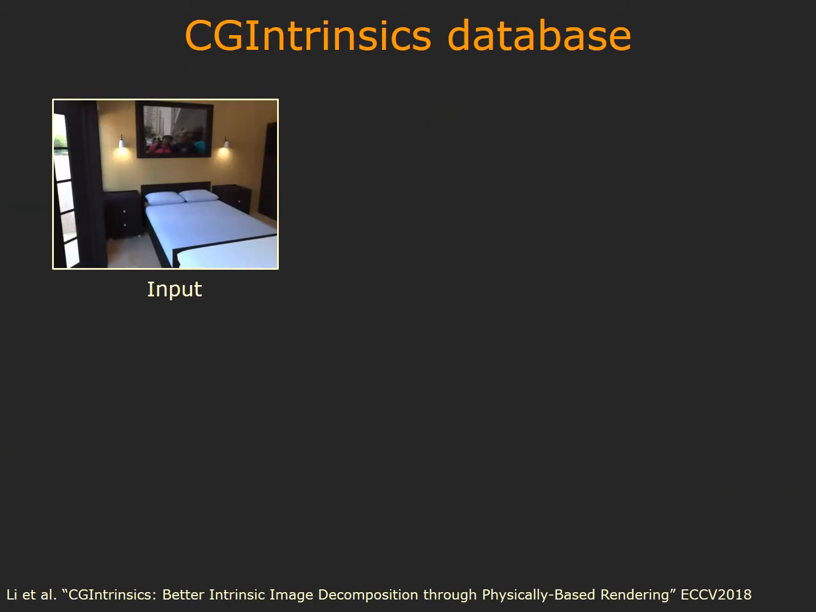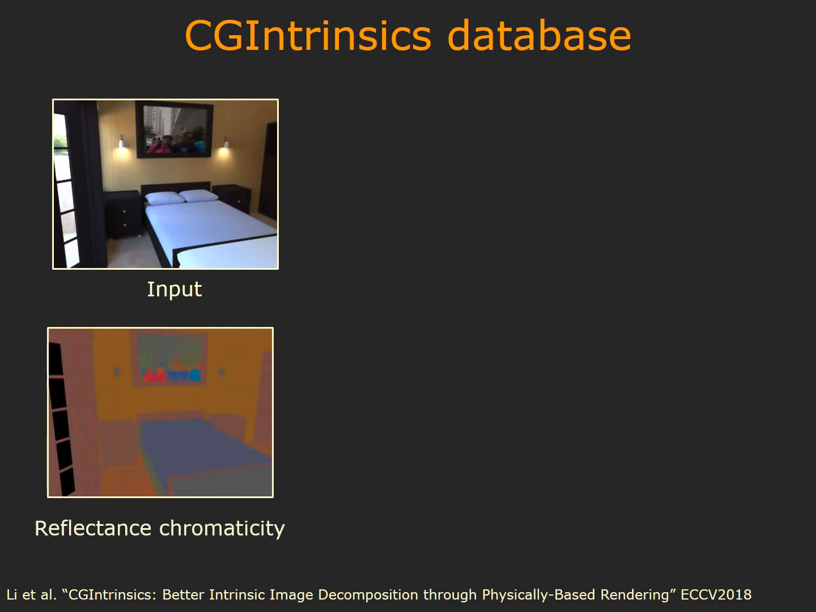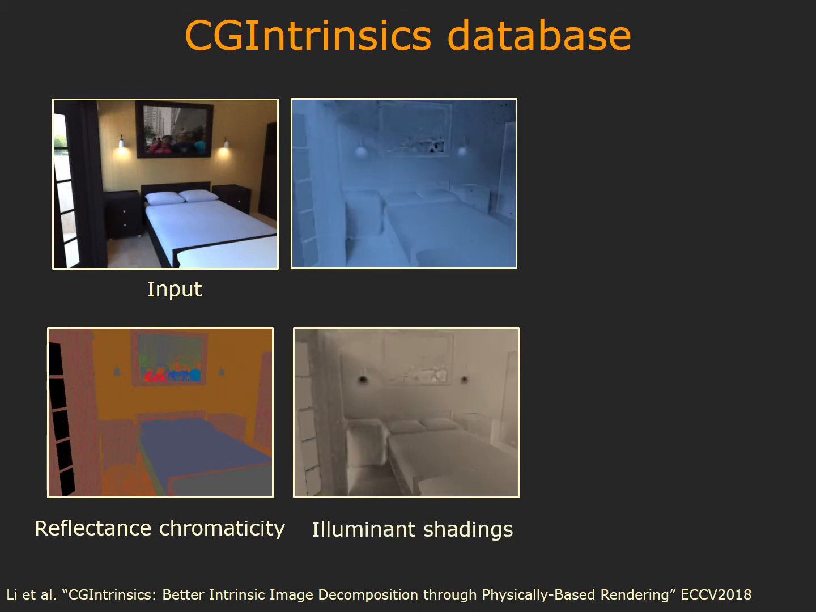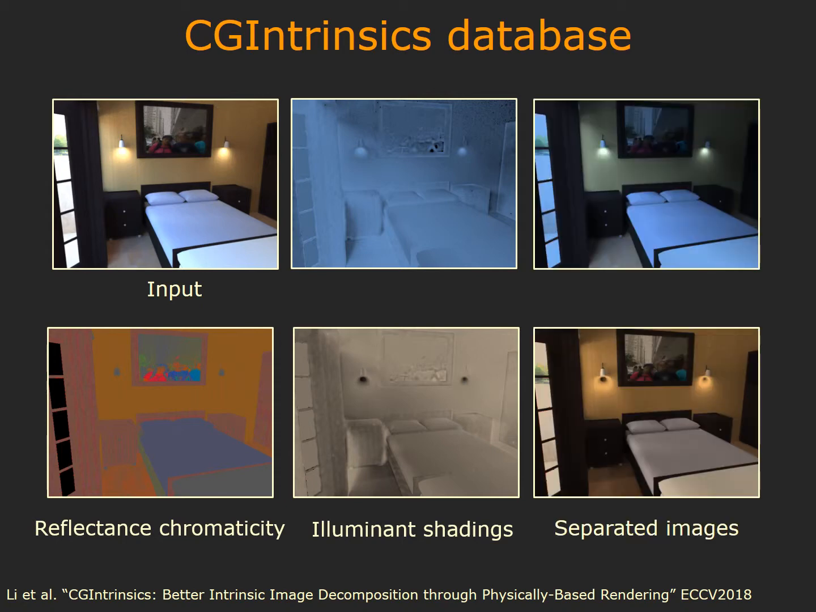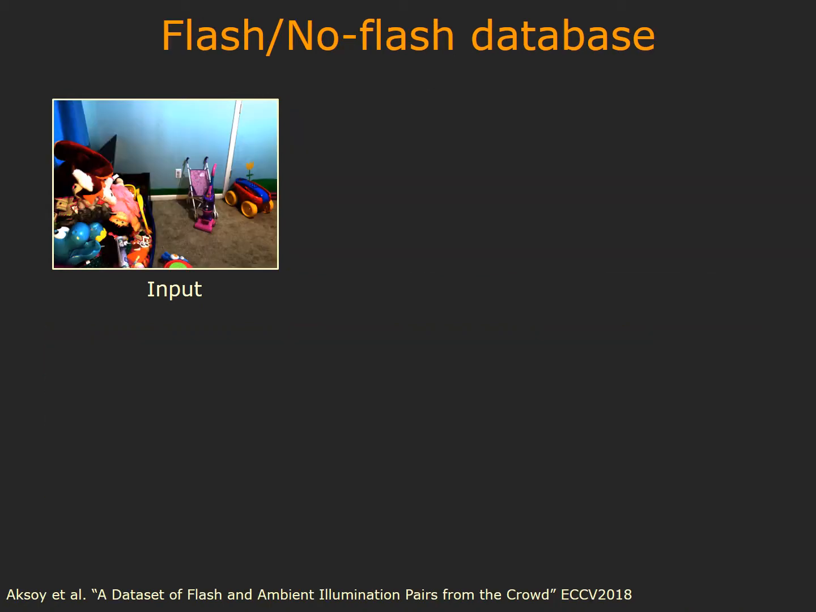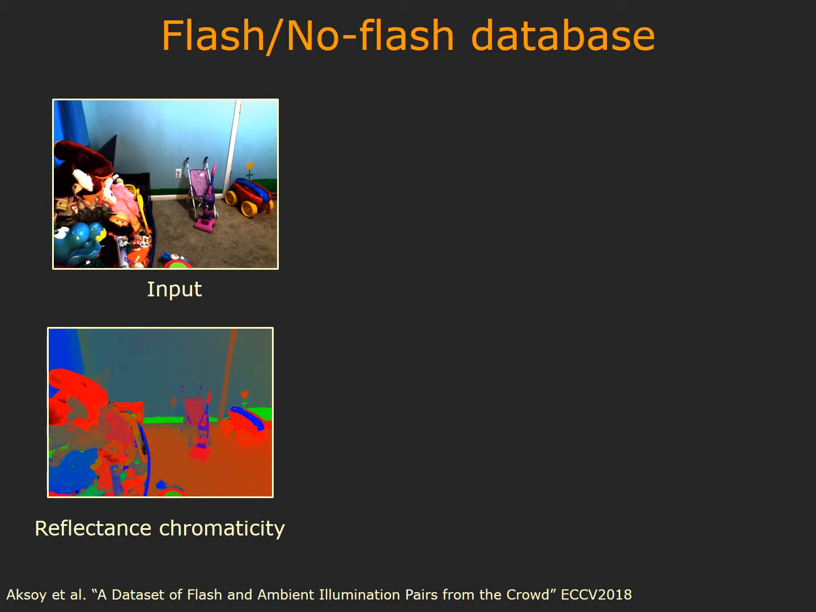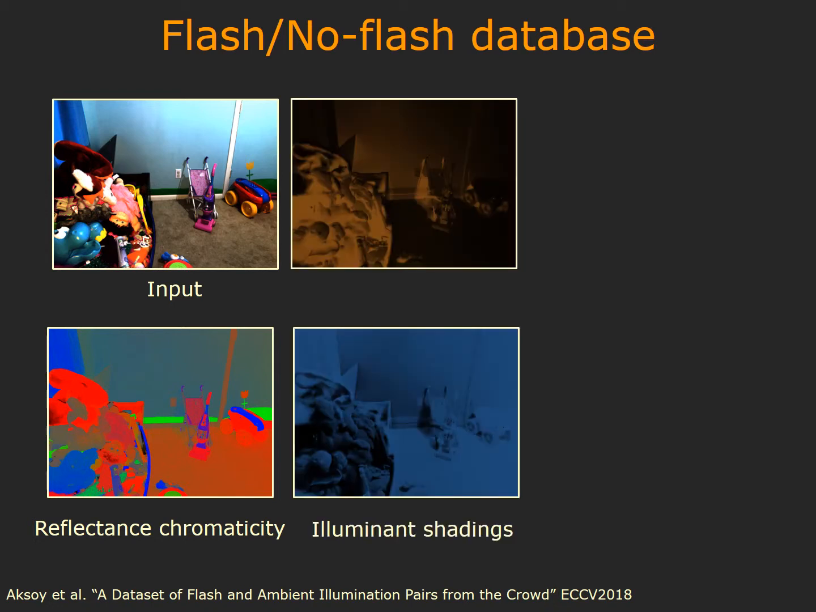To generate the training data, we first utilize data generated with a physically-based renderer with ground truth. Given the input image, we compute the reflectance chromaticity by using the provided ground truth reflectance in the database. Next, we solve for illuminant shadings, as well as the separated images, by using the method of Hui et al. We also include real captured data by using flash and no flash. To obtain the reflectance chromaticity, we subtract the no flash from the flash and compute the color chromaticity. Similar to the rendered dataset, we use Hui et al. to generate ground truth illuminant shadings and separated images.